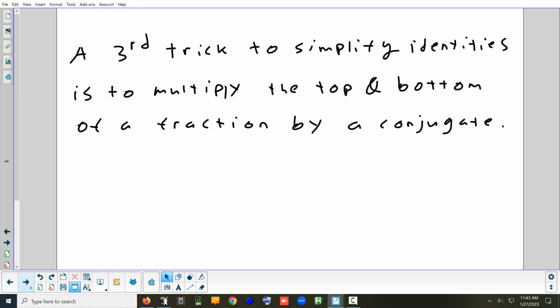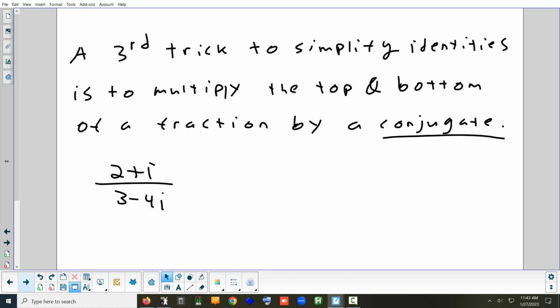Okay, so the last trick. We've used this before with complex numbers. When we don't want to leave an i in the bottom of a fraction, we multiply the top and the bottom by the conjugate. What's the conjugate of 3 minus 4i? 3 plus 4i.